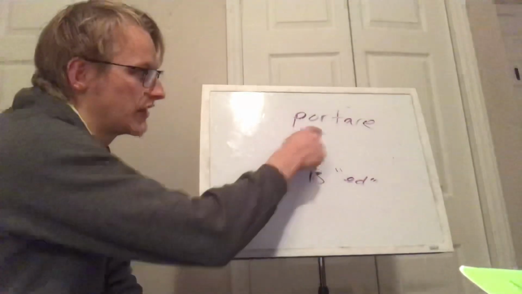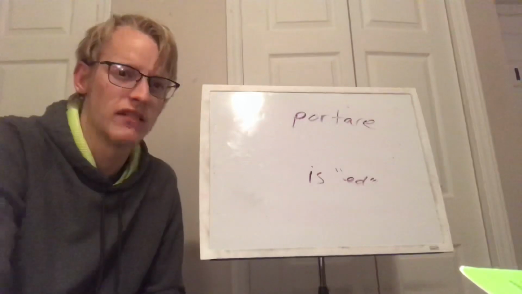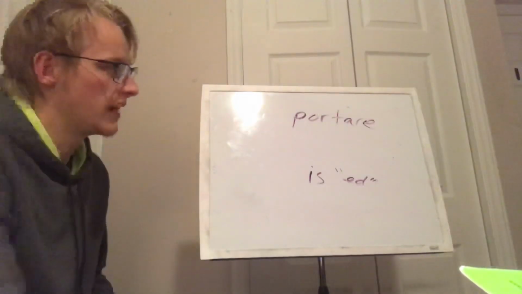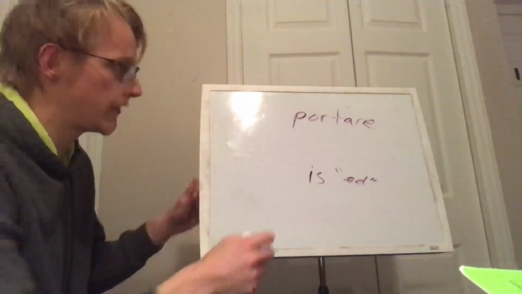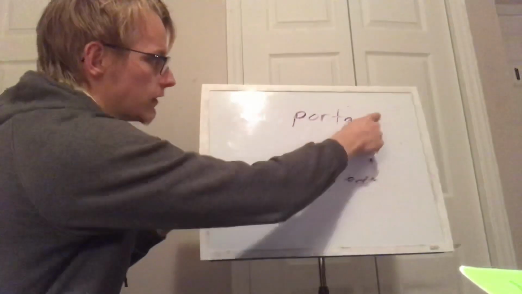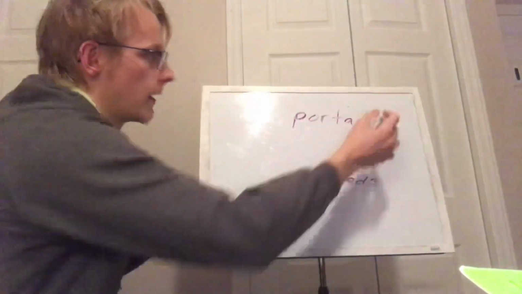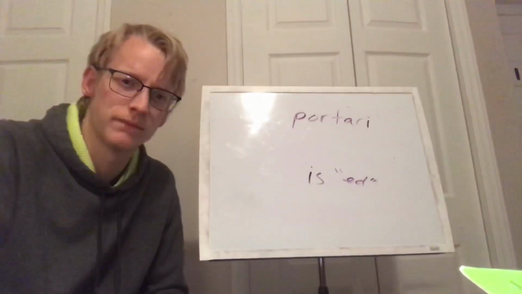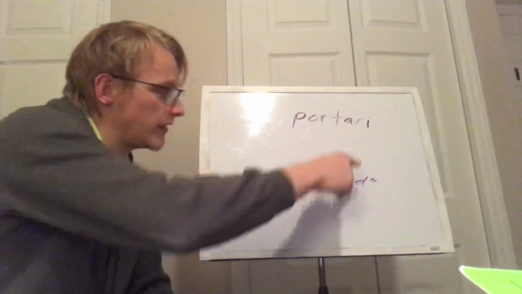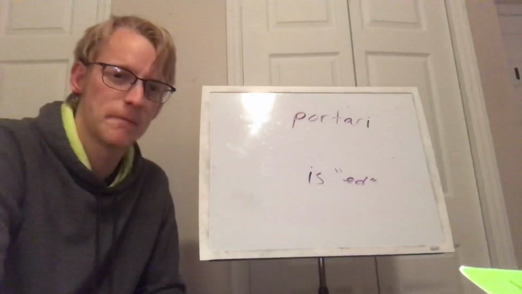But right now we have an active infinitive. Portare is the form for an active infinitive verb. We need the form for a passive infinitive. Very easy to form. Just get rid of that e and put an i. Portari. Yeah? Portari is to be carried.